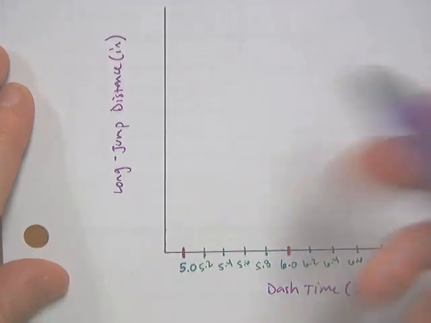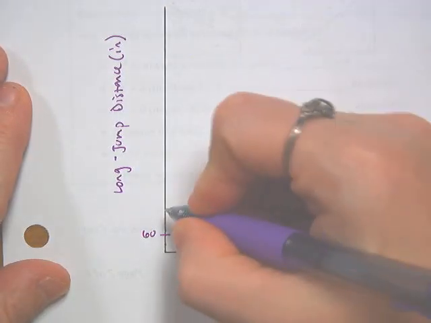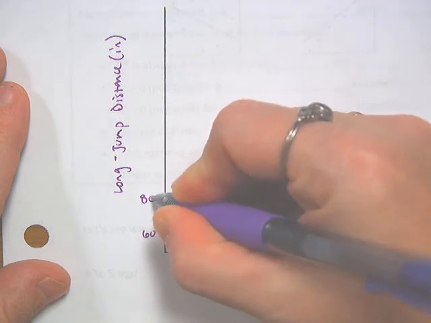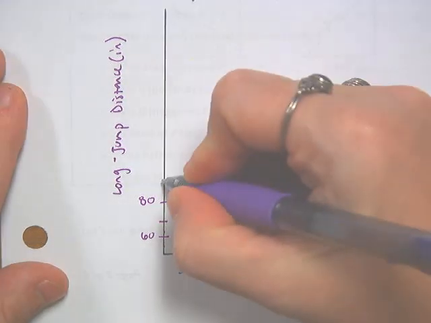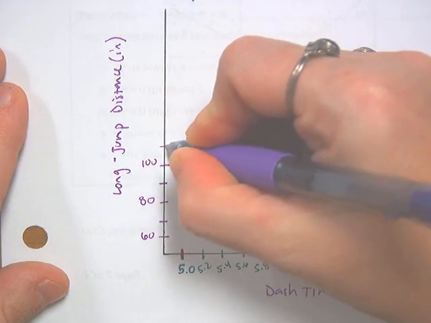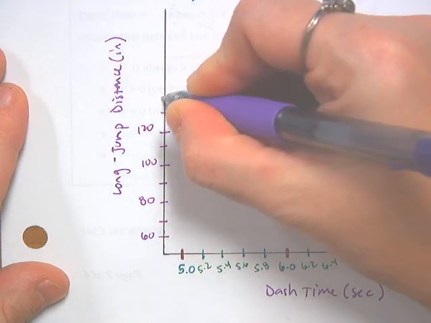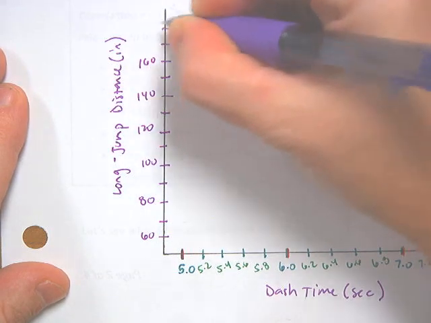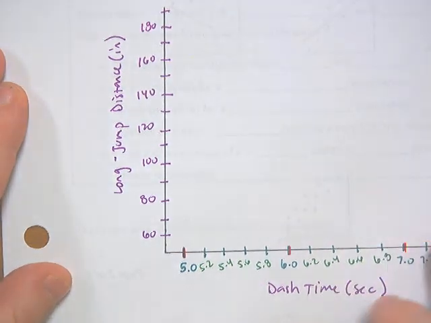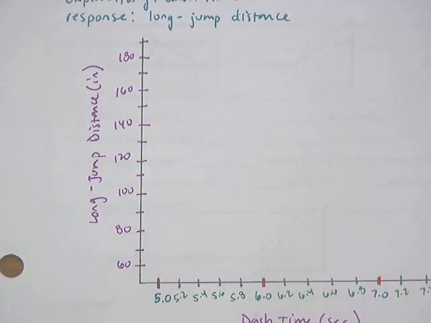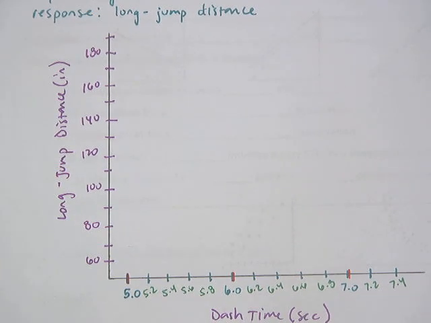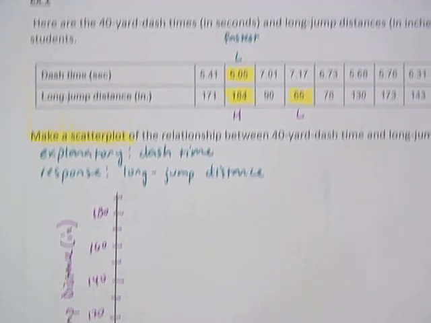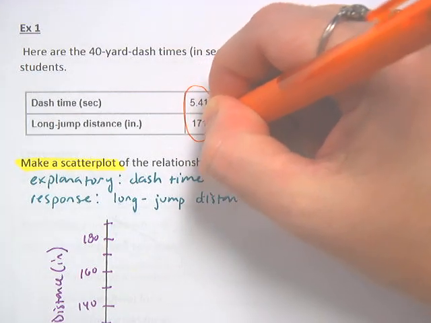So I started with 60, and then 70, 80, and I just labeled every other one. 90, 100, 110, 120, 130, 140, 150, 160, 170, 180, and then I just went up to 190. Now, I doubt very seriously that you need my help plotting these points. How I'm going to stay organized, you do not have to do this, is I'm going to circle an individual.